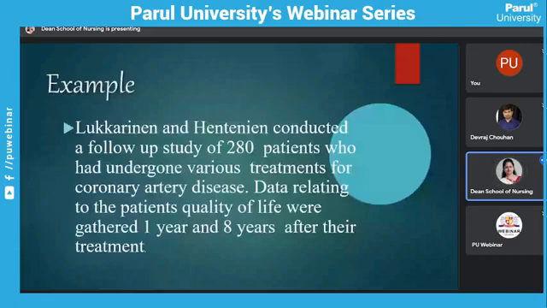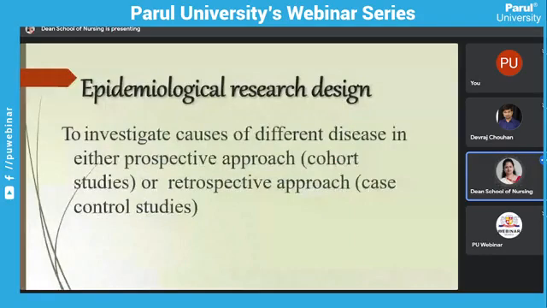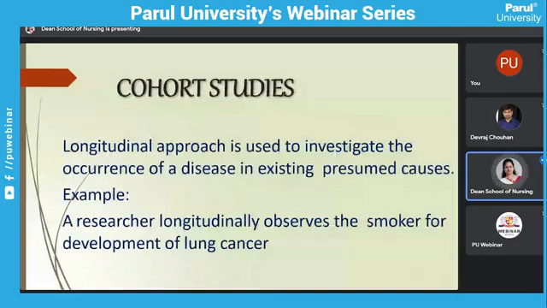Next is epidemiological research design. To investigate causes of different disease in either prospective or retrospective approach, that is cohort or case control studies. Cohort. Longitudinal approach is used to investigate the occurrence of disease in the existing pre-assumed causes. For example, the researcher longitudinally observes the smoker for development of cancer. Whereas in case control, the cause of disease is investigated after its occurrence.